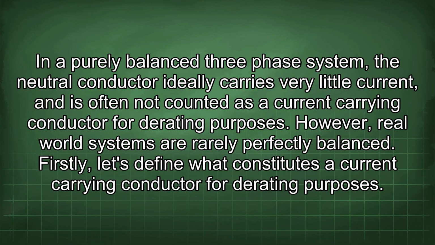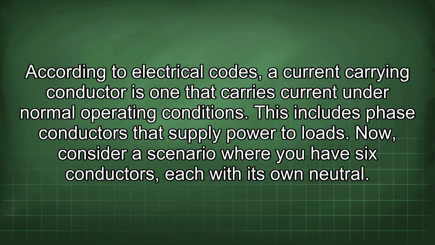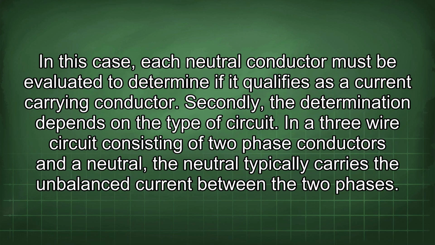Firstly, let's define what constitutes a current-carrying conductor for derating purposes. According to electrical codes, a current-carrying conductor is one that carries current under normal operating conditions. This includes phase conductors that supply power to loads. Now consider a scenario where you have 6 conductors, each with its own neutral. In this case, each neutral conductor must be evaluated to determine if it qualifies as a current-carrying conductor.